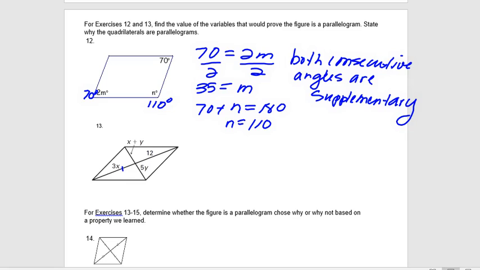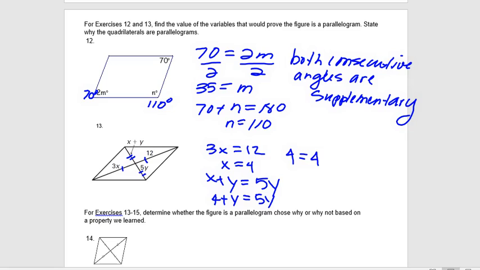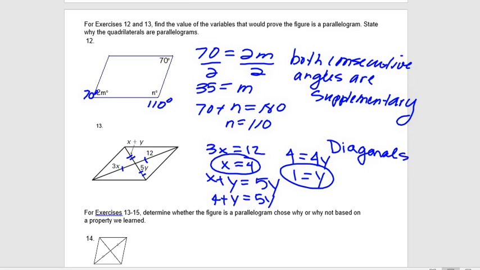So the diagonals bisect each other, so we know this is true. So I'm going to set 3x equal to 12, so x is equal to 4. Then I've got x plus y equals 5y. Well, we know that x is 4, so 4 plus y equals 5y. We're going to subtract y from both sides, so that's going to be 4 is equal to 4y. So y is equal to 1. So these are our answers, x equals 4 and y equals 1. And the reason is because the diagonals bisect each other.